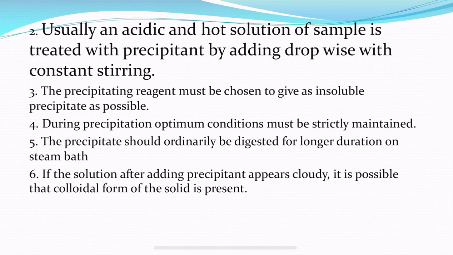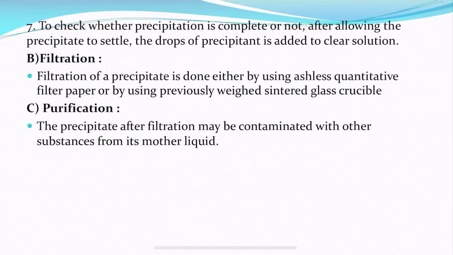And if the solution after adding precipitants appears cloudy, it is possible that colloidal form of the solid is formed. It may be coagulated by further warming or adding more reagent. Okay. So, this is another thing what we have to notice down. And next is to check whether the precipitation is complete or not. After allowing the precipitate to settle, drops of precipitant are added to the clear solution. If further precipitate is not formed, the precipitation is completed. Okay. So, these are the different techniques.